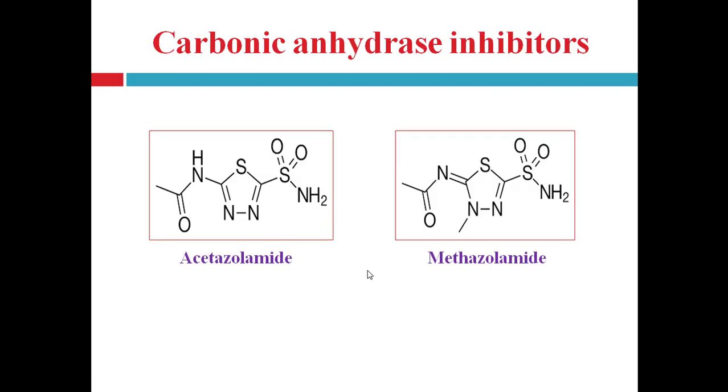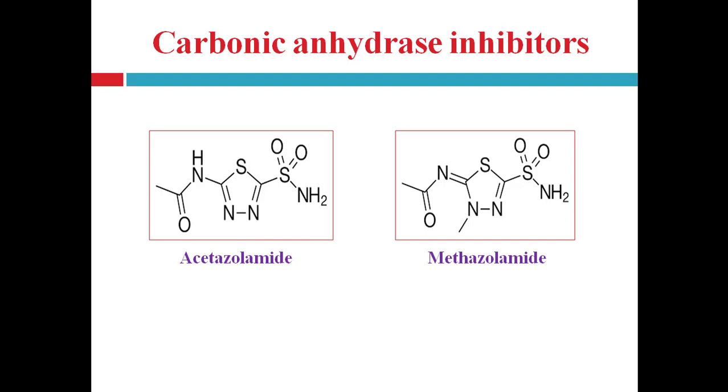Then carbonic anhydrase inhibitors, acetazolamide and methazolamide, both have the same structure. Here see the presence of the thiadiazole ring. Azole means a 5-member ring with a nitrogen atom, right? That is azole. Diazole means the presence of 2 nitrogen atoms in the 5-member ring, and thiadiazole means the presence of 1 sulfur and 2 nitrogen atoms, right?